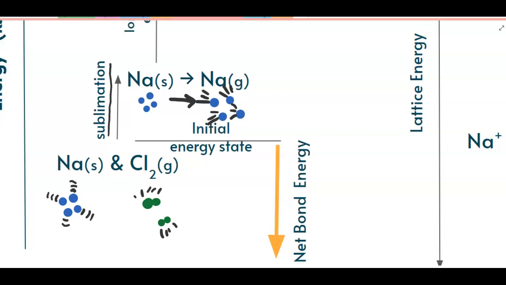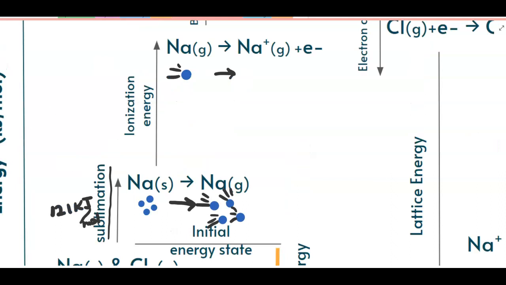This is approximately 121 kilojoules of energy to make 1 mole of solid sodium turn into 1 mole of sodium gas. Now that the sodium is in gas form, sodium needs to be ionized. So we start with the gaseous sodium atom, and it becomes a sodium ion, which is much smaller, by losing an electron from its valence shell, and now we have the sodium plus 1 ion.